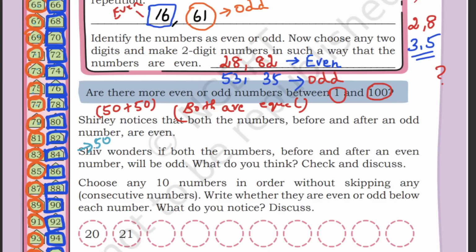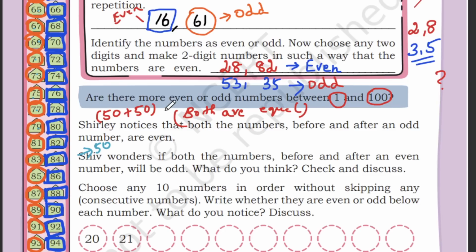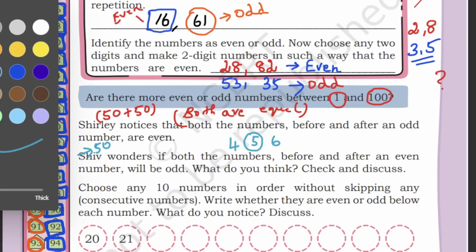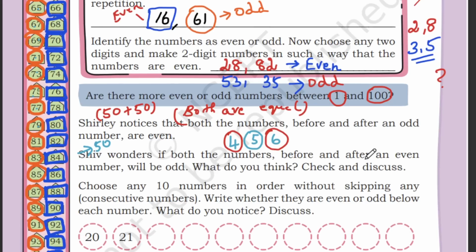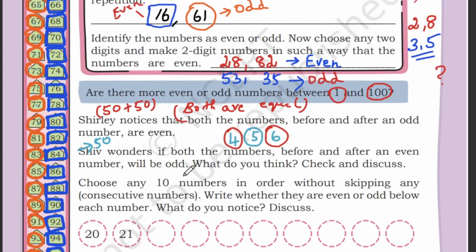Okay, we'll do that. First, Shirley noticed that both the numbers before and after an odd number are even. For example, if you have the number 5, before 5 we have 4 and after 5 we have 6. If you notice, 4 and 6 are both even numbers, but in between we have an odd number. Likewise for Shiv, an even number.